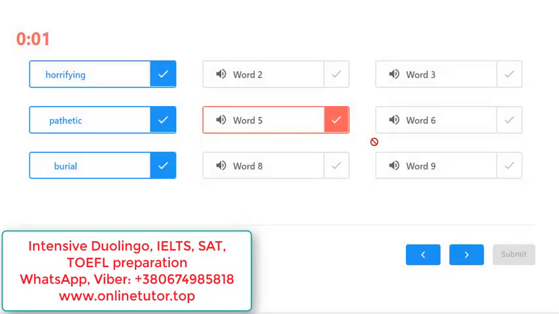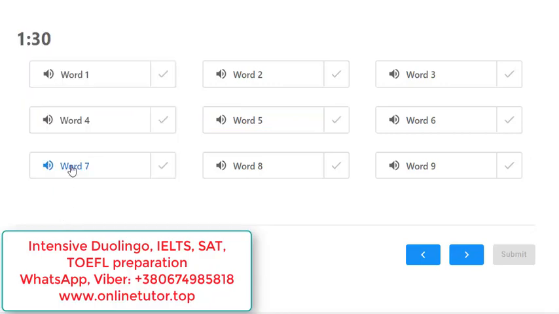We have done everything correctly apart from number 5. You remember I told you about this. So horrifying, pathetic, burial, you know how she said burial. And number 5, obscene. But I tell you that I'm sure 101% that obscene exists in the English language. You can check it. So it's very strange that they claim that it doesn't exist. Okay, let's go on.